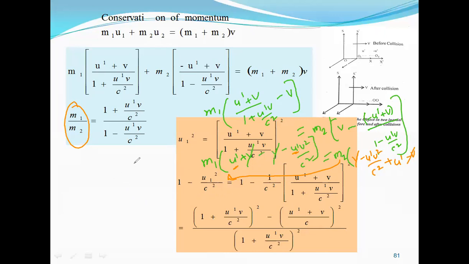Here m1 by m2 is equal to, on the right side, what is there? u prime, 1 minus v square by c square, by u1 prime, what is there here? 1 minus, oh, we're getting the same, right? It should be plus, right?